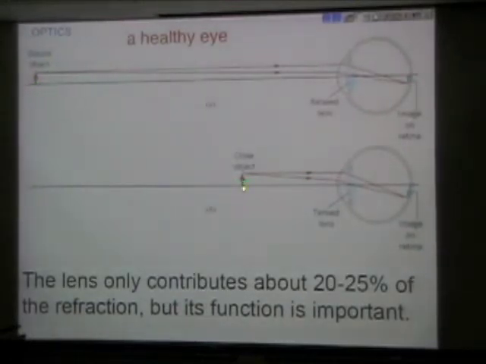So for a healthy eye, the closest distance at which the eye can focus the image on the retina is about 25 centimeters. And the largest distance possible is basically infinity. When the object is infinitely far away, all light rays are parallel, and the relaxed lens focuses the light on the retina easily. That's how a healthy eye works.